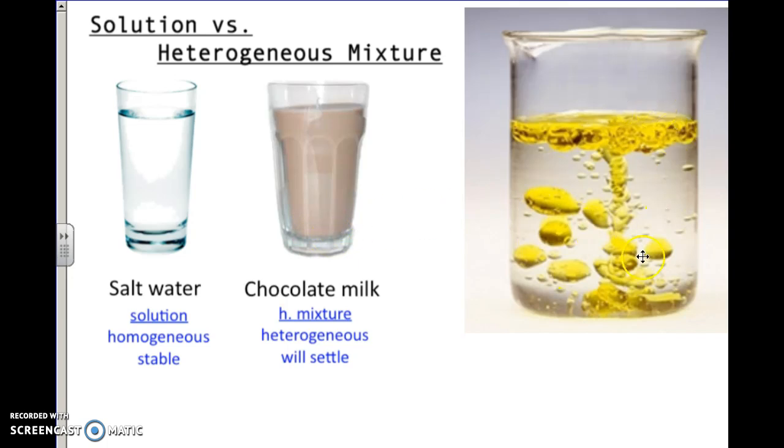A real heterogeneous mixture is this one over here, where it's the mixing of oil and water. It is not the same right here as it is right here, as it is right here, as it is right here. It is different throughout, and that is what a heterogeneous mixture is. So heterogeneous is different, and homogeneous is the same throughout.